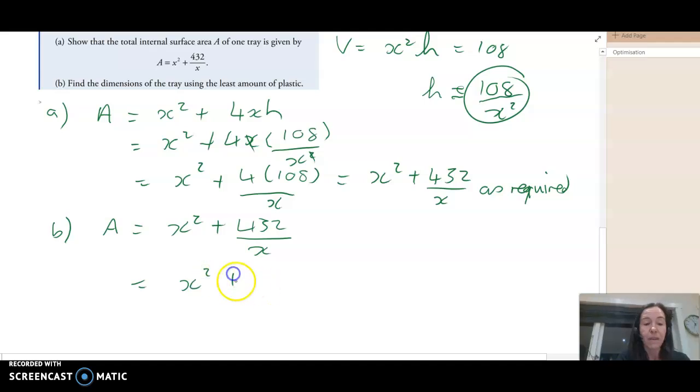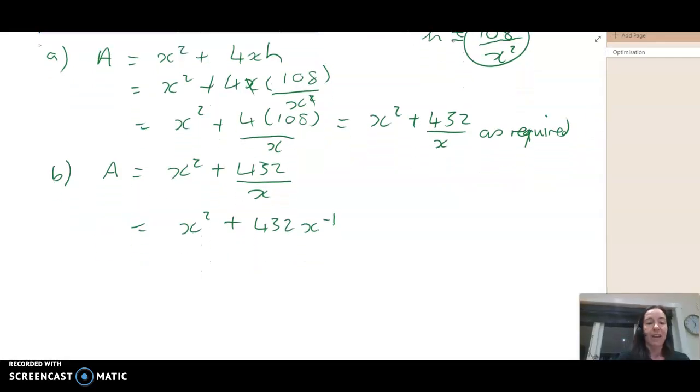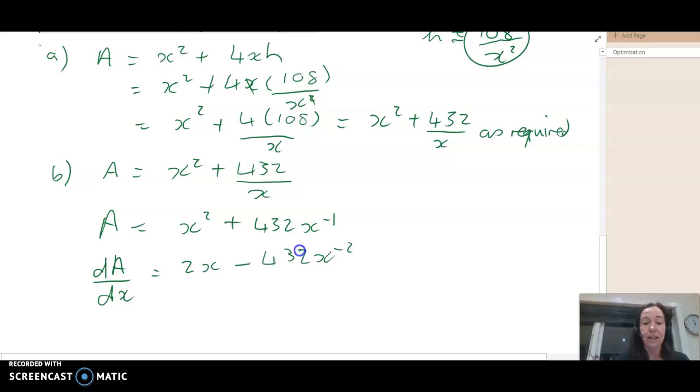Now I need to differentiate. X rules, and have that at the top there. I hope you remember that from your algebra. If you've got a denominator as an x, it is the same as saying x to the negative 1. That's something you do need to check and make sure you're happy with from your algebra. So I'm now going to find the change in y with respect to my side's x. So this is going to give me 2x minus 432x to the negative 2. You happy with that? The negative just comes to the front and I take 1 away.